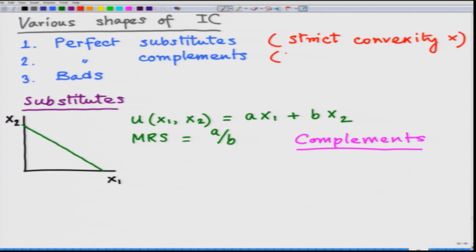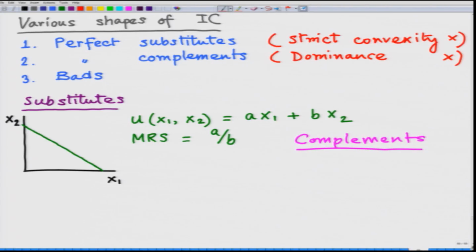The axiom of dominance is going to be violated in the case of complements. So, again we will try to understand complements through examples.